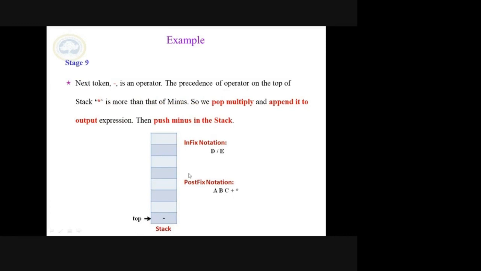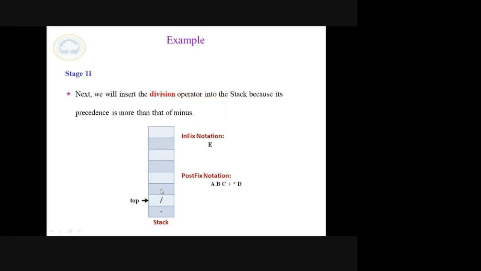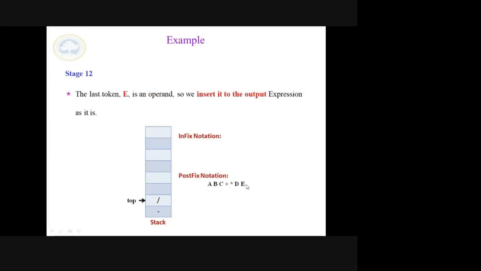Now D comes. D I will directly put in the postfix notation itself. Now slash comes. Again it will be compared, minus and slash. Minus has a lesser priority, so I don't worry about it. If the stack has a higher priority, I have to remove it; otherwise I will place it in the stack itself. So slash will be inserted in the stack. Now E comes. E will be put in the postfix notation.